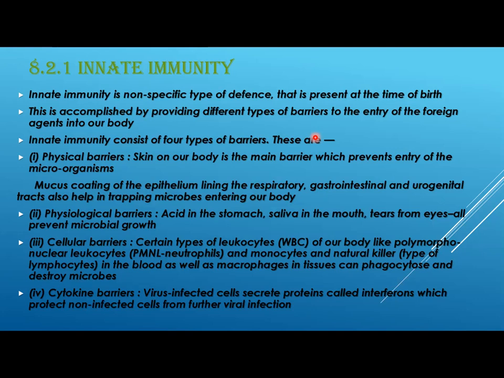Cellular barriers. Certain types of leukocytes, the WBC of our body, like polymorphonuclear leukocytes (PMNL), neutrophils and monocytes, and natural killer type of lymphocytes in the blood, as well as the macrophages in tissues, can phagocytose and destroy microbes. Cytokine barriers. Virus infected cells secrete proteins called interferons which protect non-infected cells from further viral infection.